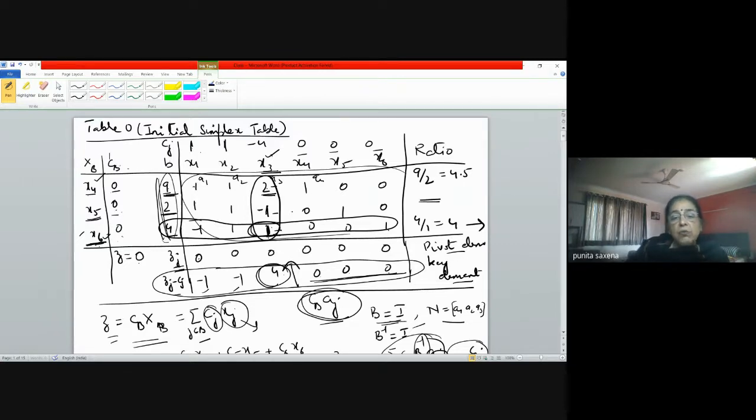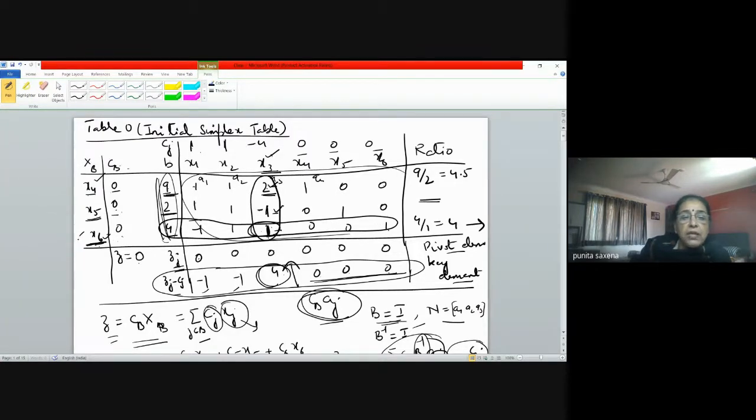So what is the easiest way? Whatever is the key element, make that one first. And then using that key element, we'll make both these other elements 0. So we have to identify the key element first. And what is the key element? The element at the intersection of the entering and the leaving variable. That is your pivot element. In this case, fortunately, it's already 1, so we need not change it. That means this row remains the same.